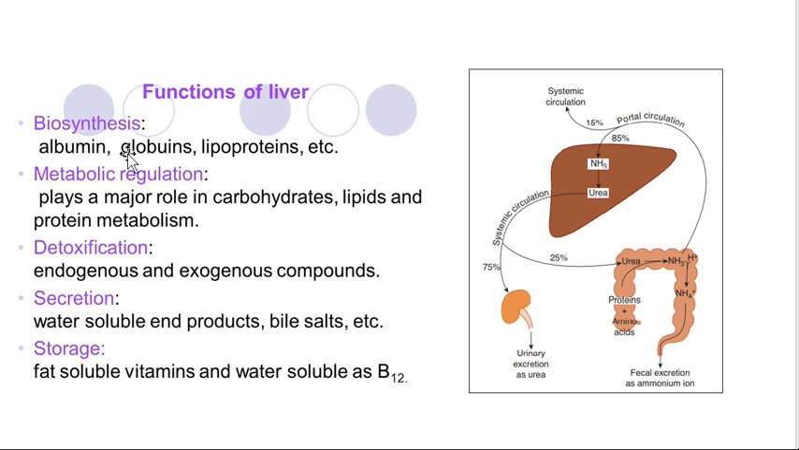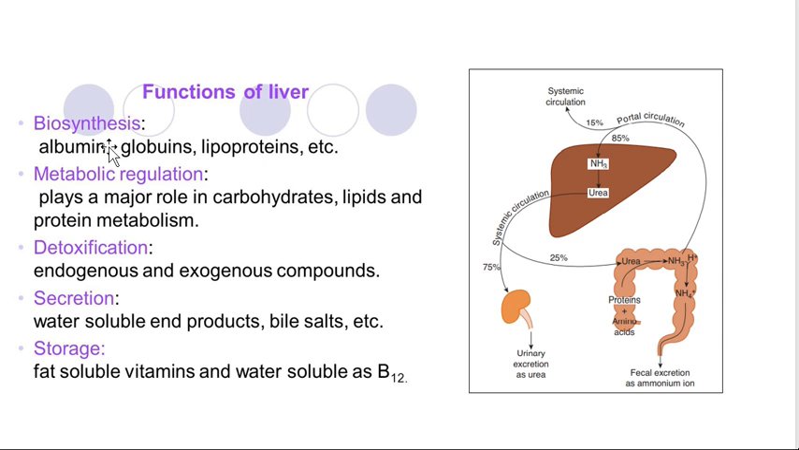Albumin is the most important because it acts as a carrier protein for whatever crosses in our blood, whether it's a hormone or a drug. So albumin is a transport protein which is very important for our body. Okay. Second is globulins, or the immunoglobulins, which are synthesized by the liver. Lipoproteins too: fat is absorbed and then converted into different lipoproteins, which are also synthesized by the liver.